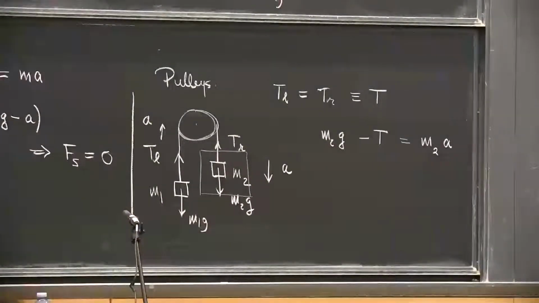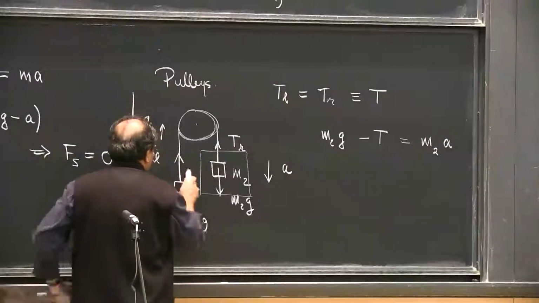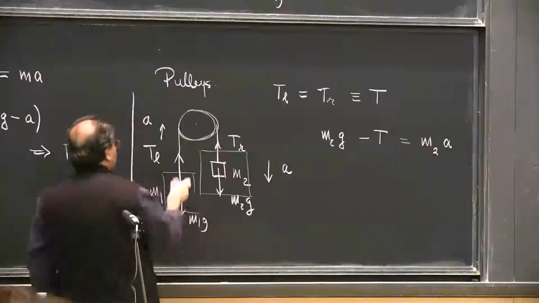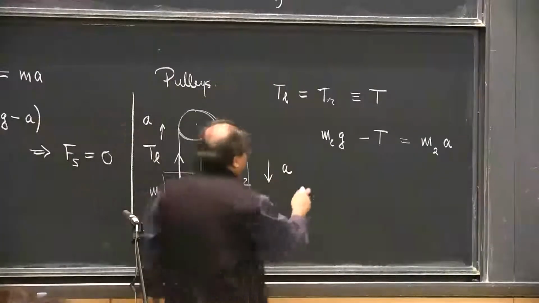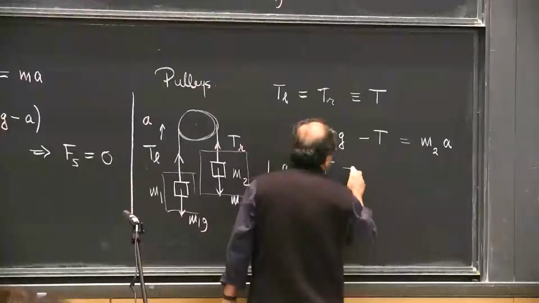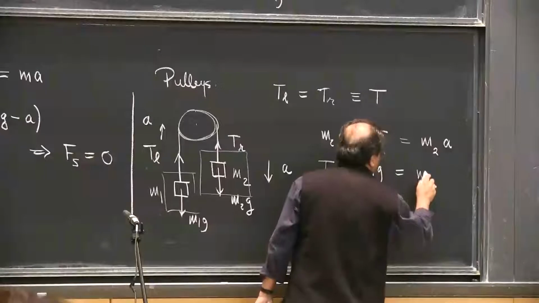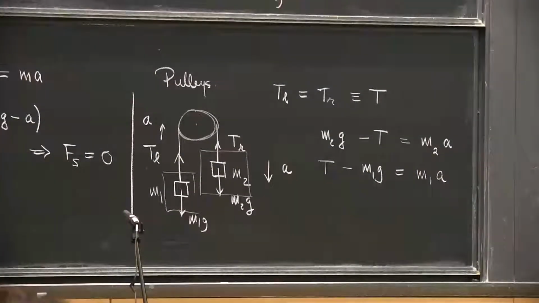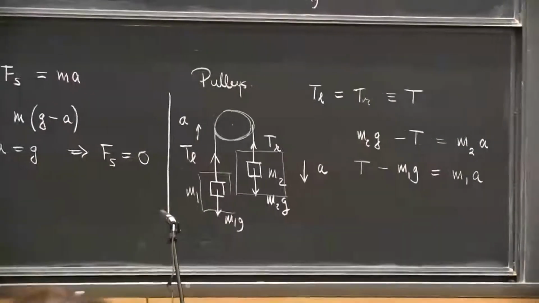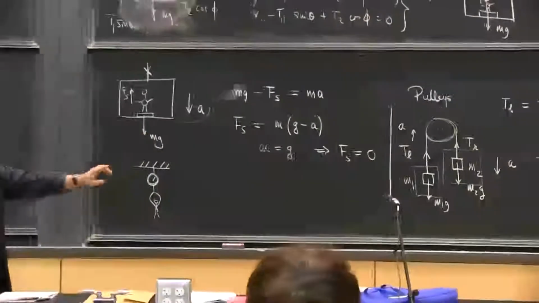All right? So now let's do the same thing for mass M1. As far as this guy is concerned, this guy is going up. If this is going up, then the tension is the one that's pulling it up. So I would write it as T minus M1G is equal to M1A. Now this is very different from what you have seen so far. I am actually doing two different things in terms of signs for the two different cases.